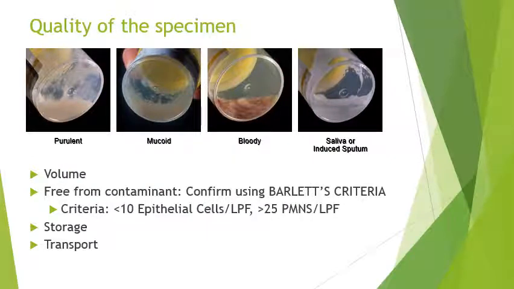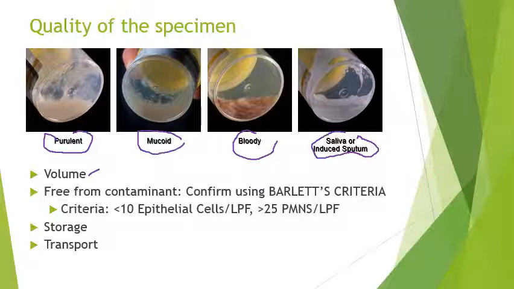Okay. So, these are just the qualities of the specimen that you can actually get when you're collecting a sputum sample. It can be purulent. You can actually see it mucoid or purulent, yellow, mucoid, yellow and sticky, bloody, with blood, and salivary or induced sputum when it is just white or clear. So, you can actually note the volume. You need to note if it is free from contaminant.